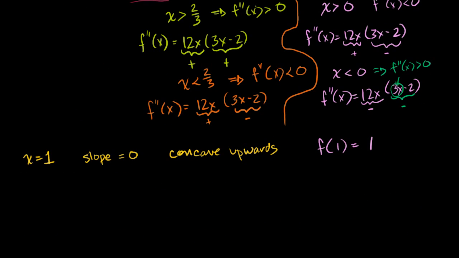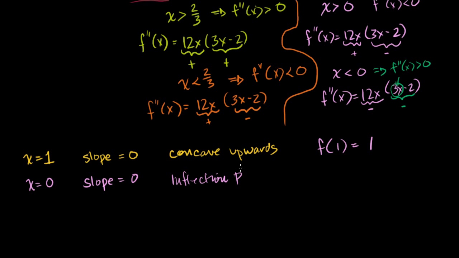And then we know at x is equal to 0, we also figured out that the slope is equal to 0. But we figured out that this was an inflection point, right? The concavity switches before and after. So this is an inflection point.